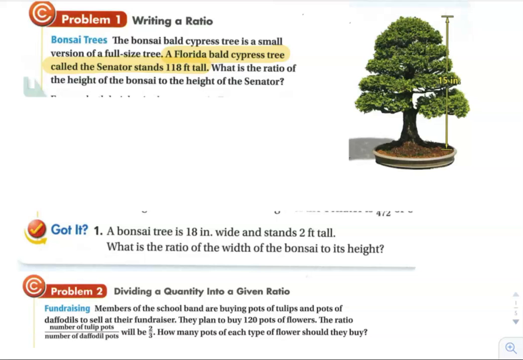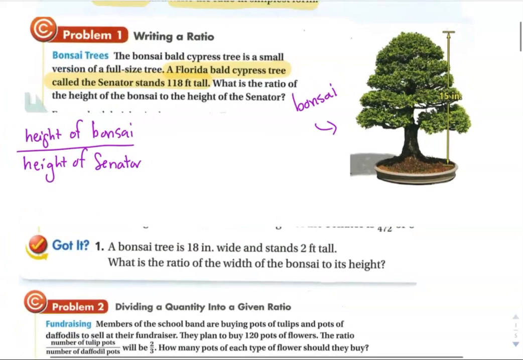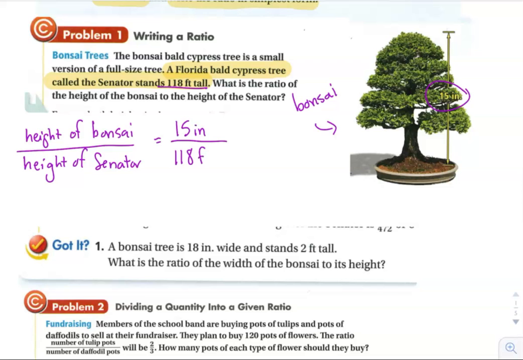So we have the bonsai right here, and we want to write a ratio of the height of the bonsai to the height of the Senator. And do keep in mind, whatever is stated first, you want to have that on top or written first. So the height of the bonsai, we can see here, is 15 inches. And then the height of the Senator is 118 feet tall.